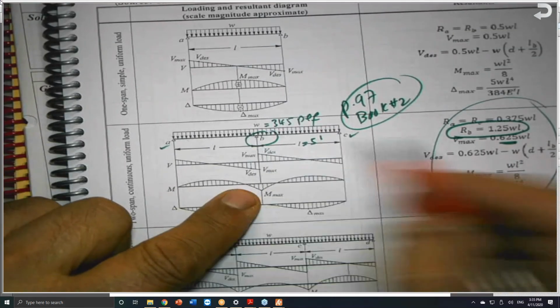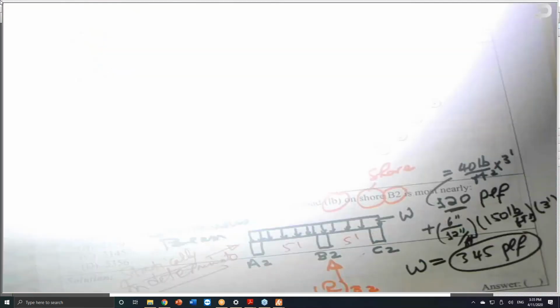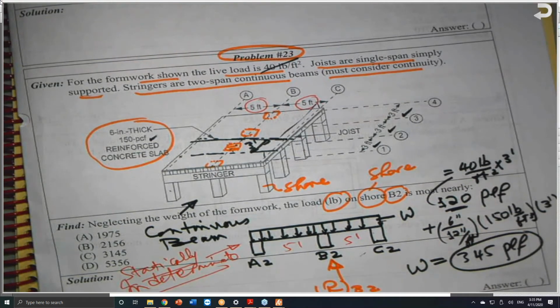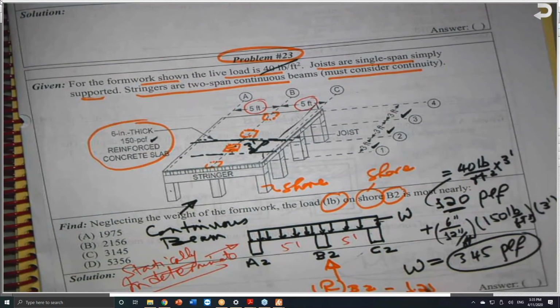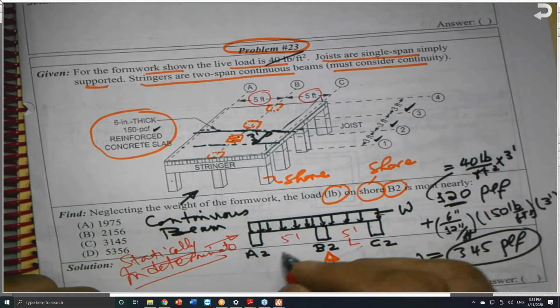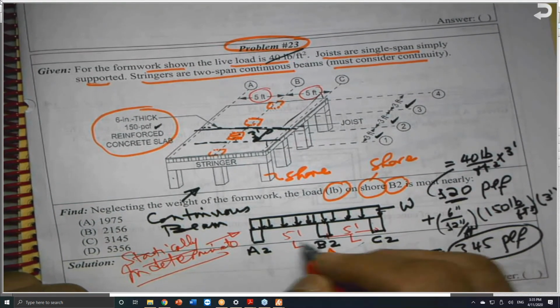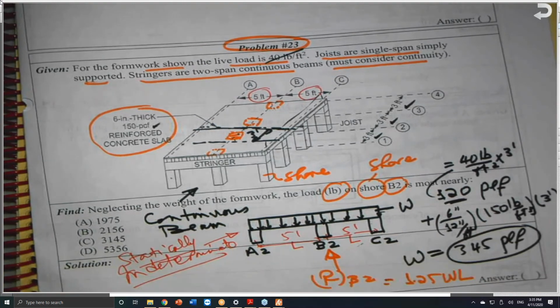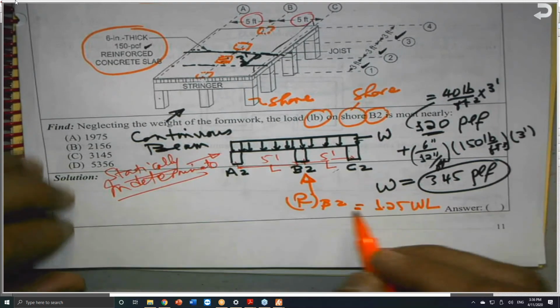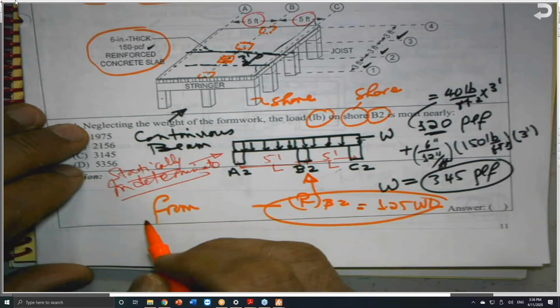It's a 2-span structure, equal. So the reaction at the middle, R sub B, is equal to 1.25 WL. So this reaction here is equal to 1.25 WL, where this is L and this is L, not the entire length, but from center to center and from center to center. So in this case, after that it became a piece of cake. Since I calculated W, I went to this from the SB4.